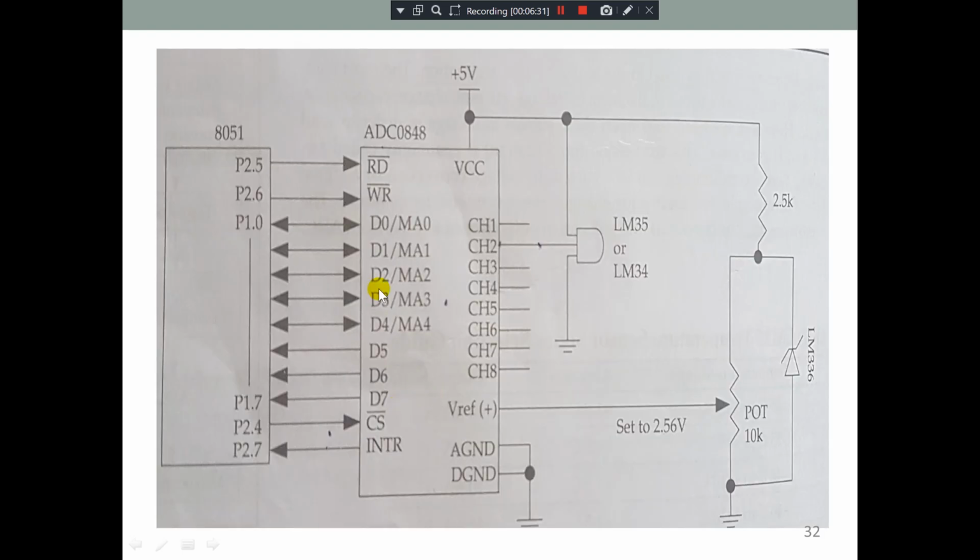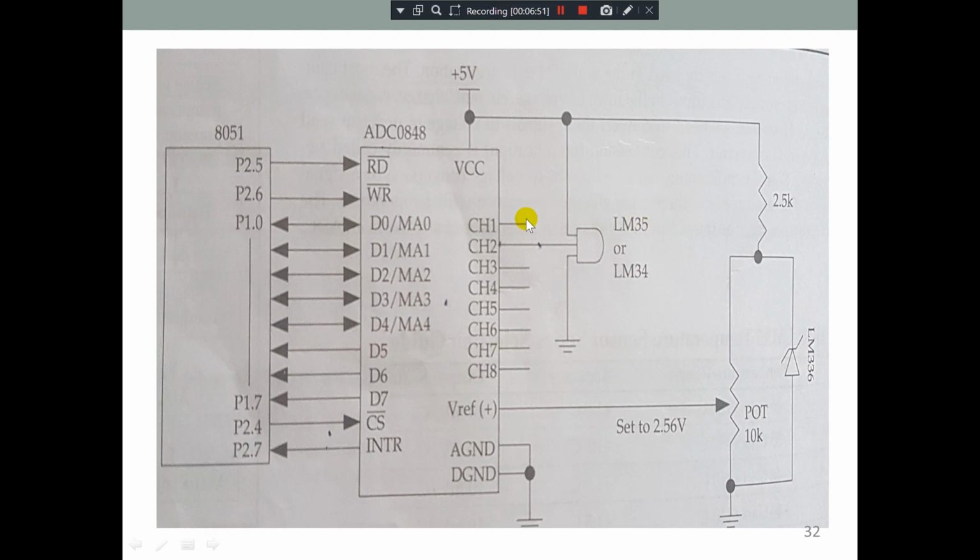So next, in this diagram we are showing how the microcontroller 8051 is interfaced with ADC. It is analog to digital converter. So here we have port 2. So port 2 and port 1 both we are using for interfacing our 8051 to analog to digital converter.